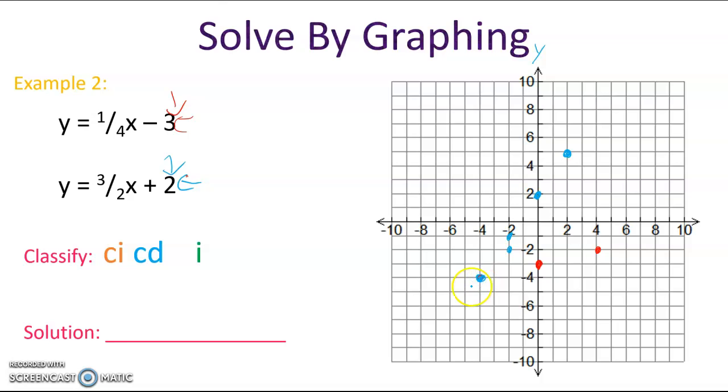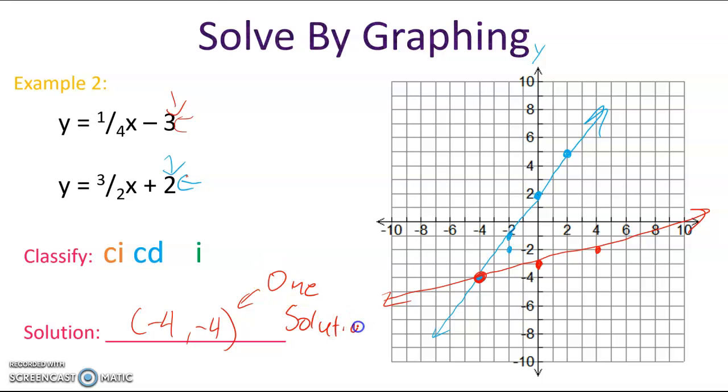And if we look at that, we see that our lines are going to intersect at a single point. That point just so happens to be this point right here, which is negative 4, negative 4. I have one solution, so that tells me that my system is going to be a consistent, independent system of equations right there.